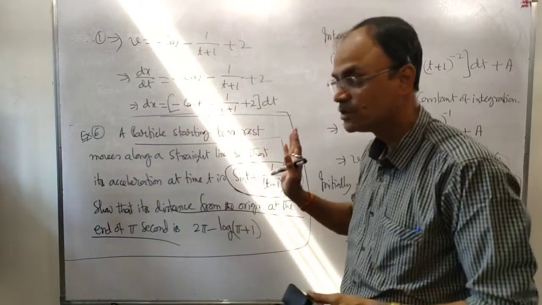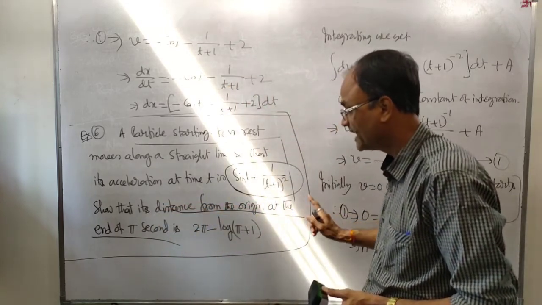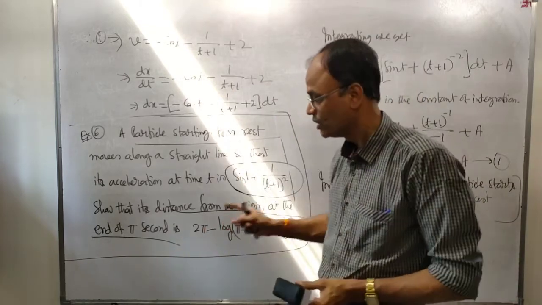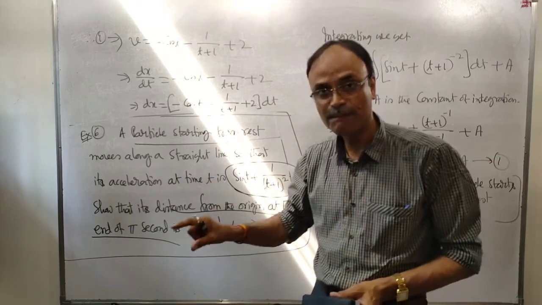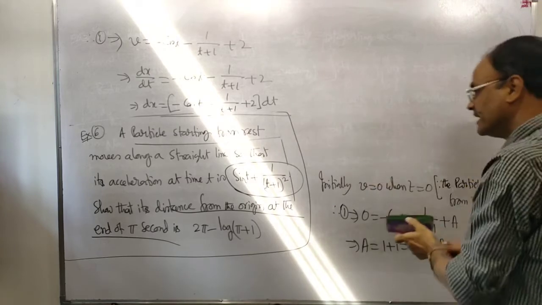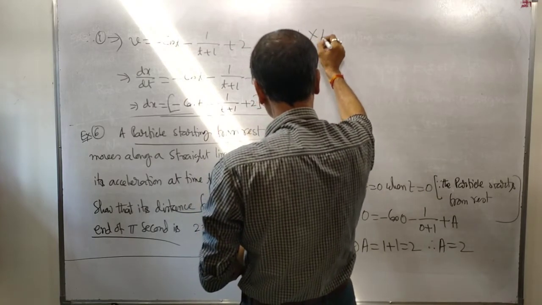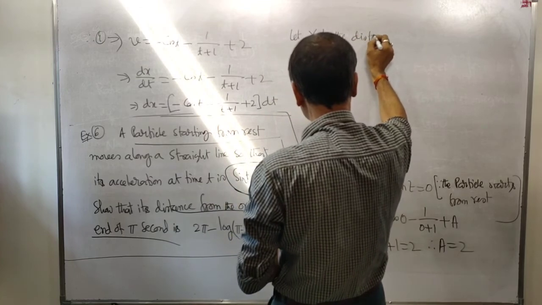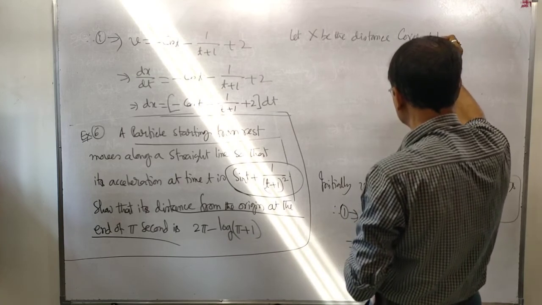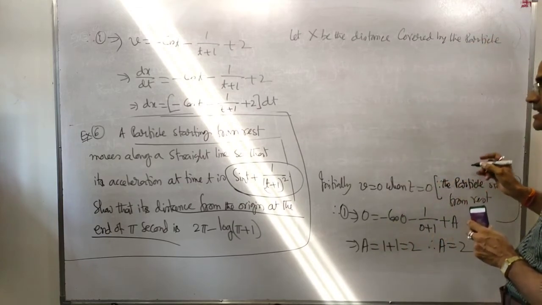See the question: its distance from the origin at the end of pi second. What is the distance traveled by the particle from the origin at the end of pi second? Now let capital X be the distance covered by the particle, traveled by the particle from the starting point.